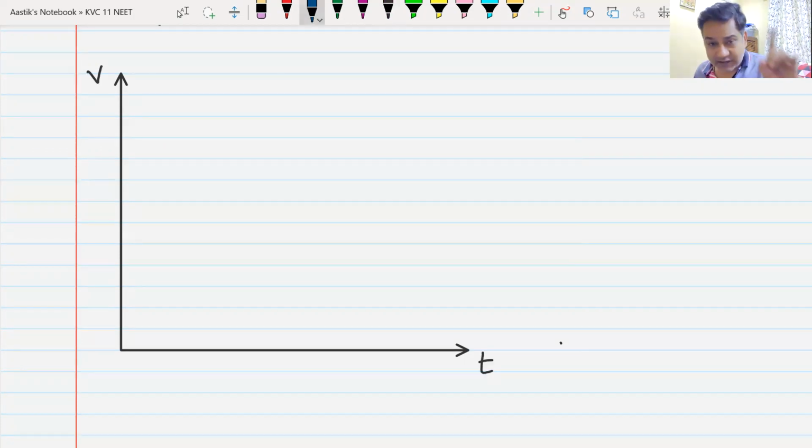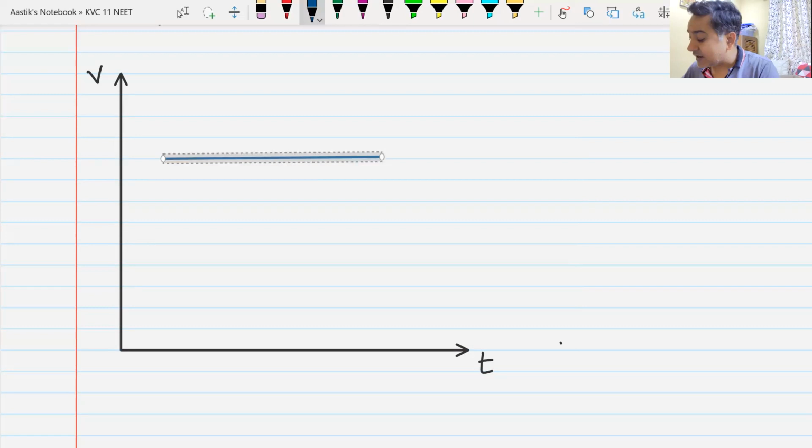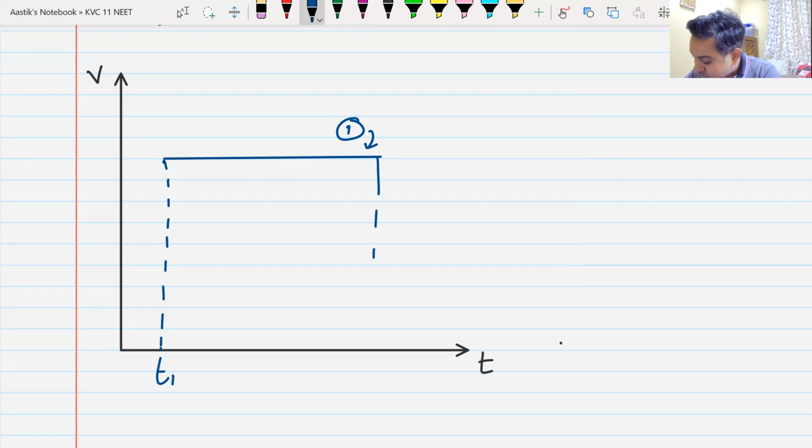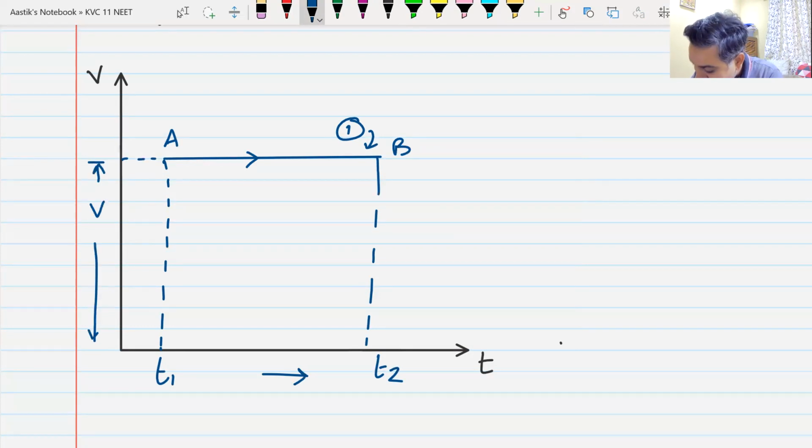Now the simplest graph that I can draw is this one. As soon as I see this graph, there are things that I can understand from it. Time is changing from T1 to T2. Remember, time always increases. It never decreases. I can't go back in time. So the particle is moving from, let us say, A to B. Let us say its velocity is v. I am calling this graph number one.